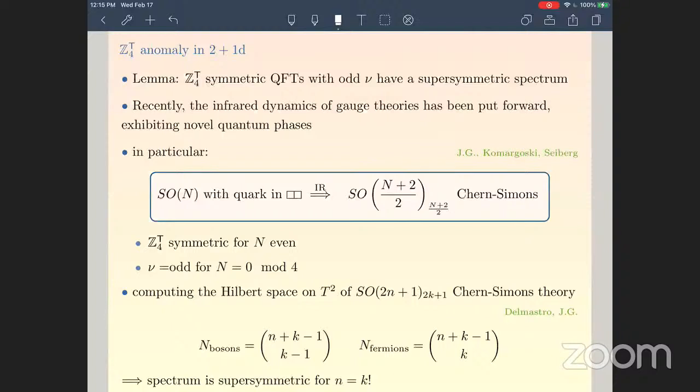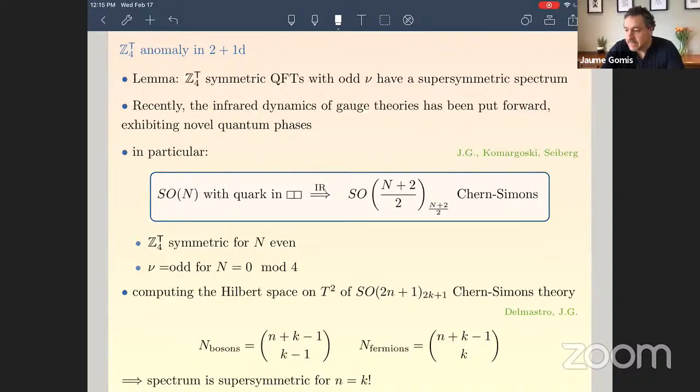Well, that's my question. So I guess the question to me is whether that anomaly can be seen by studying the Hilbert space on a three manifold with suitable SU2 bundles turned on.